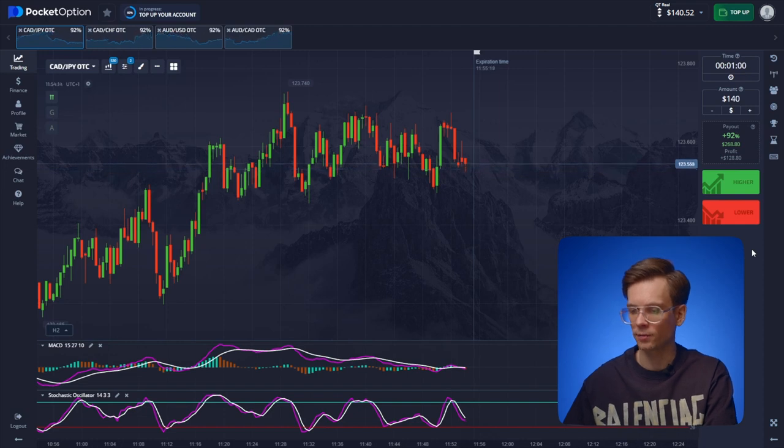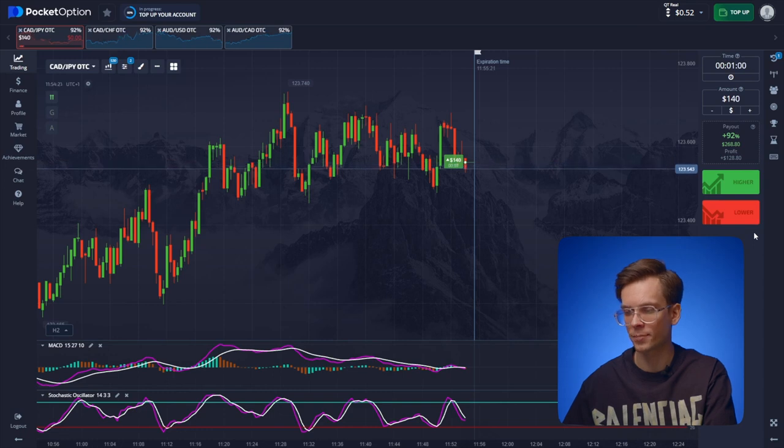Investing 140 for growth. Stochastic is almost touching the 30 mark and there's a significant bearish trend. It makes sense to expect a rebound.